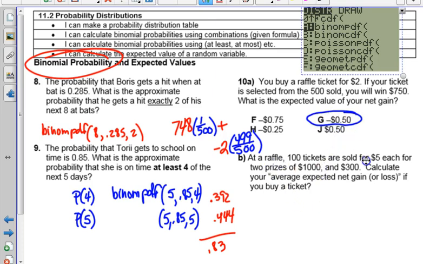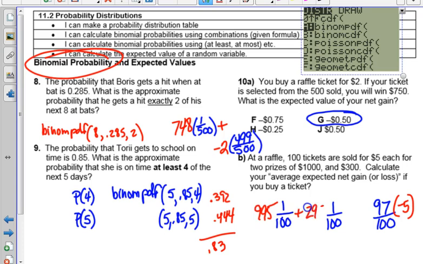Okay. At a raffle, 100 tickets were sold for $5 each. So this time there's 2 prizes. So 1 out of 100 is going to win something. 1 out of 100 is going to win something else. And the remaining, 97 out of 100, are going to all lose $5, yes? Okay. One person is going to win $9.95 and one person is going to win $2.95.